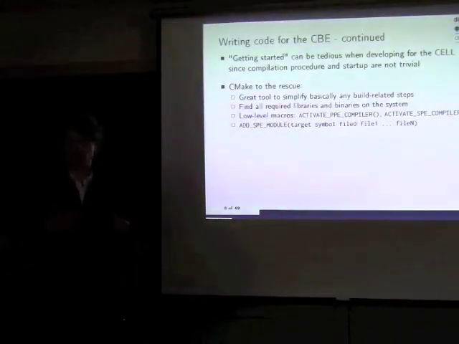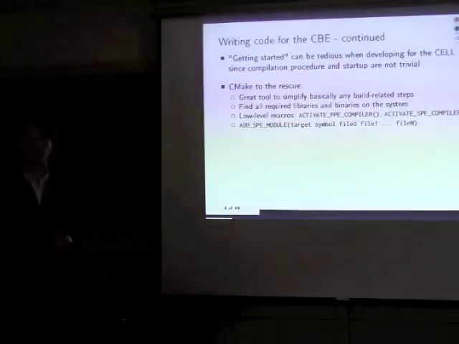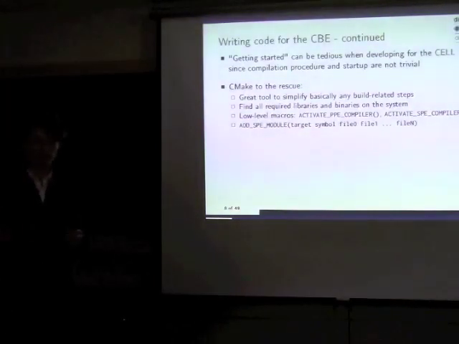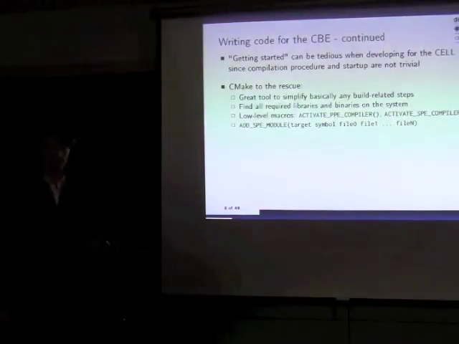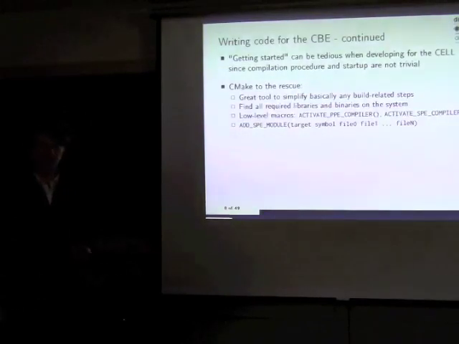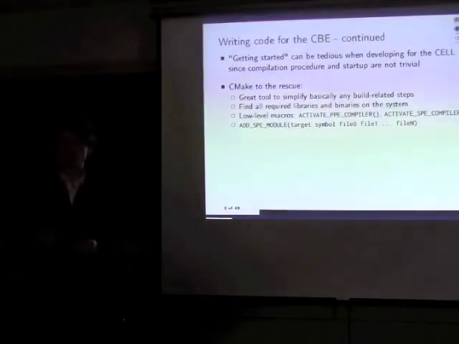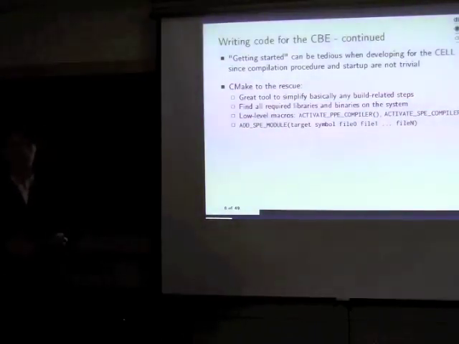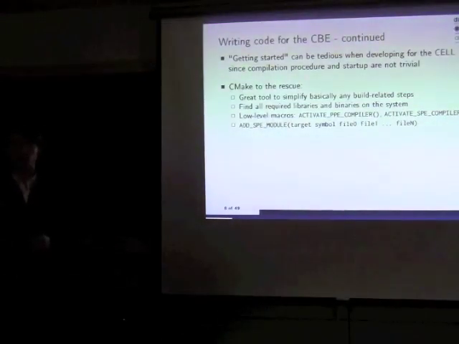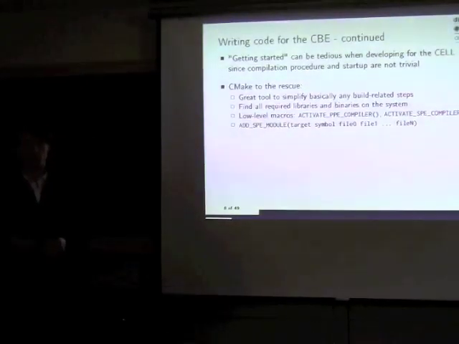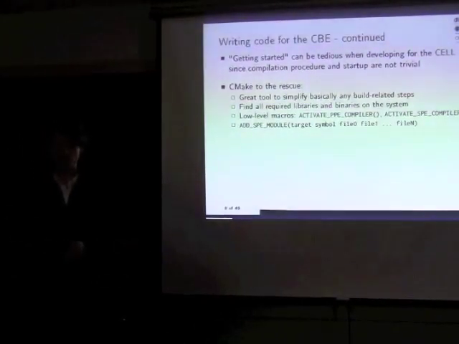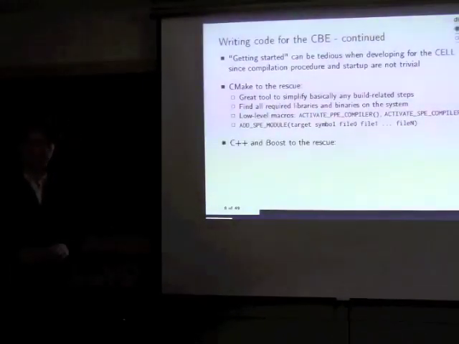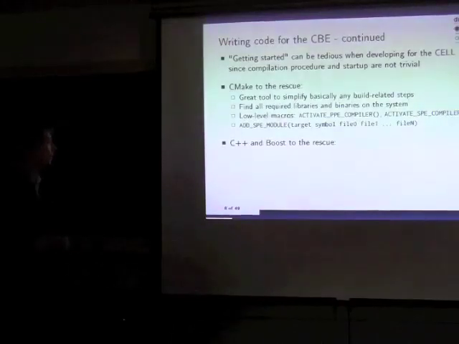So this includes all the weird stuff where you have to call another compiler, call to create a library, and things like that. So as you can see, we not only use CMake to help us while we develop code for this architecture, but we also ship parts of the stuff we use with CMake to allow our users to benefit from this. And then, of course, we use C++ and Boost.